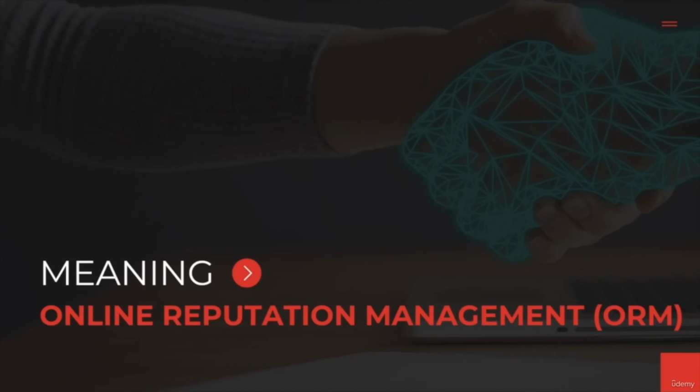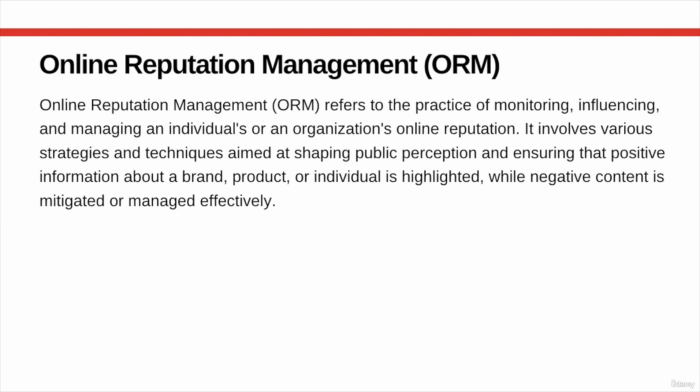Online Reputation Management, or ORM. Online Reputation Management, ORM, refers to the practice of monitoring, influencing, and managing an individual's or an organization's online reputation. It involves various strategies and techniques aimed at shaping public perception and ensuring that positive information about a brand, product, or individual is highlighted, while negative content is mitigated or managed effectively.